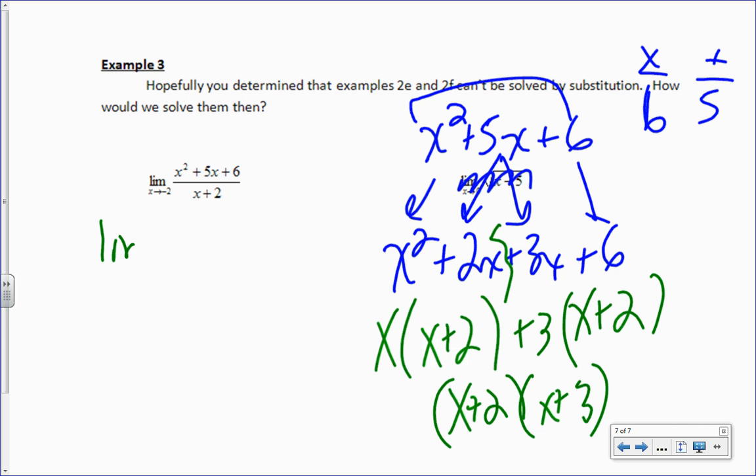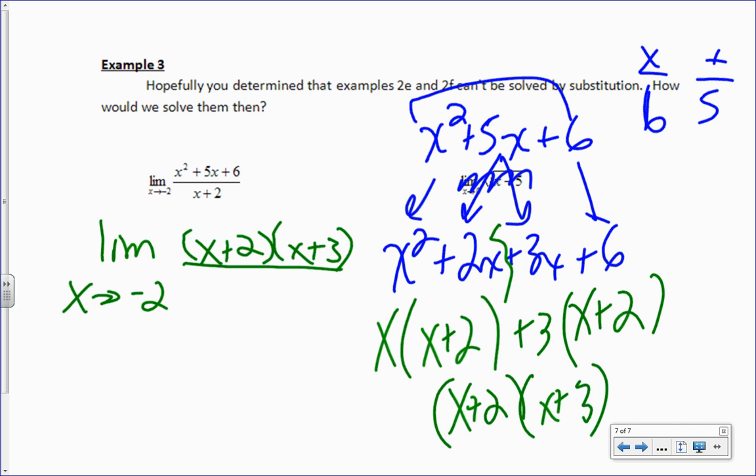So I could rewrite this problem. X plus 2 times x plus 3, because that's what I just found the numerator is, over x plus 2. Yeah, the x plus 2's do cancel. And remember that we can still find out then where the hole is. We know that x equaling negative 2 is a huge problem here because we would set that equal to 0 to find out where the problem was. So yeah, negative 2 is a huge problem.